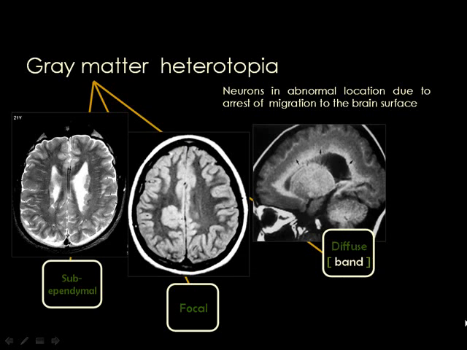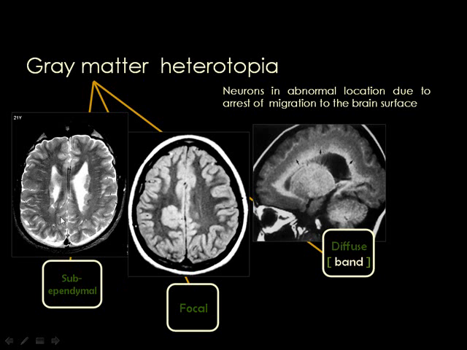Then we come to heterotopia, which, as we said, means abnormal location of the gray matter, and can be presented in two forms. The first one is the diffuse form, which is known as band heterotopia, where you can see a band of cortical tissue between the ventricle and the original cortex. The focal heterotopia may be seen in two forms: focal as a mass and focal as subependymal nodules.